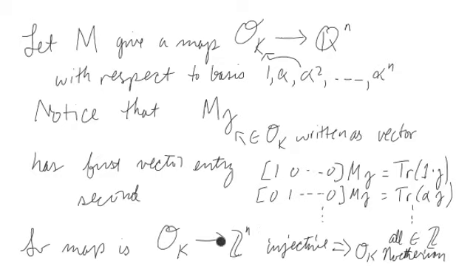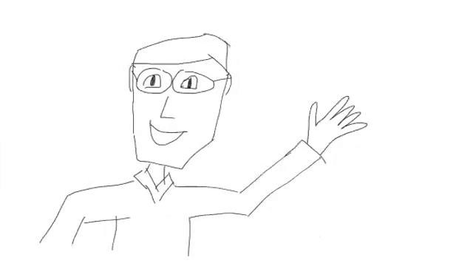Because it's injective into Z^n, but it has a collection of things that are linearly independent, and there's N of them. And so we actually get that O_K has Z rank N, and it is Noetherian. And that concludes, at least, a description of a proof. Thanks for watching.